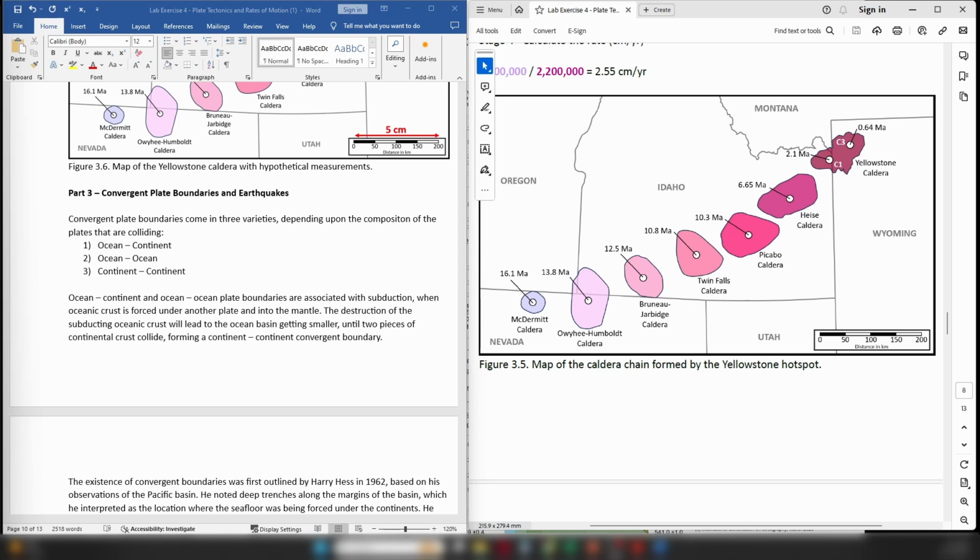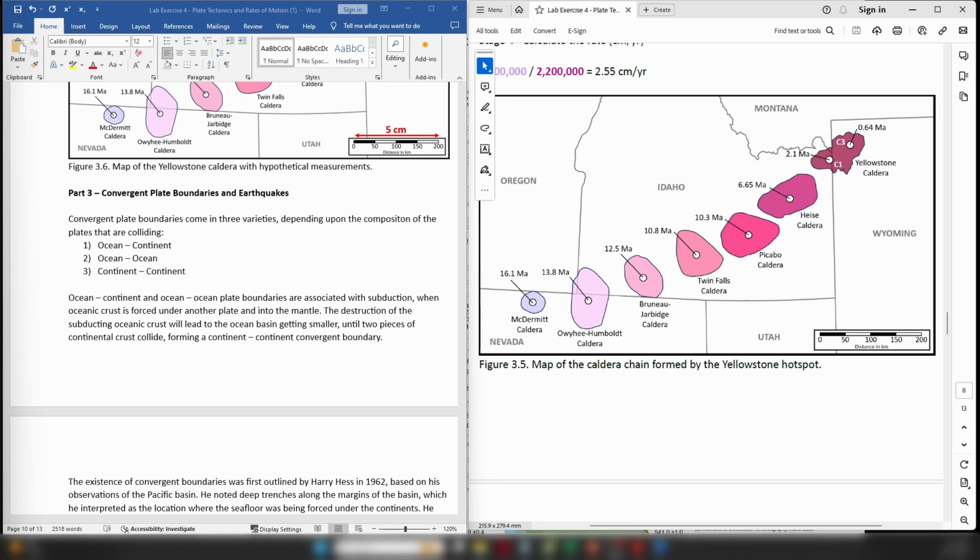Now, over time, we have realized that there are actually 3 different varieties of convergent plate boundary. There's the one that we typically think of, the ocean-continent convergent plate boundary, and this is represented by the west coast of South America, where you have the Nazca plate, which is oceanic crust, subducting underneath the more buoyant continental crust of the South American plate. We also have ocean-ocean convergent plate boundaries. This is where 2 pieces of oceanic crust meet and one is subducted under the other. A classic example of this would be somewhere like the Aleutian Islands or the Philippines Trench.